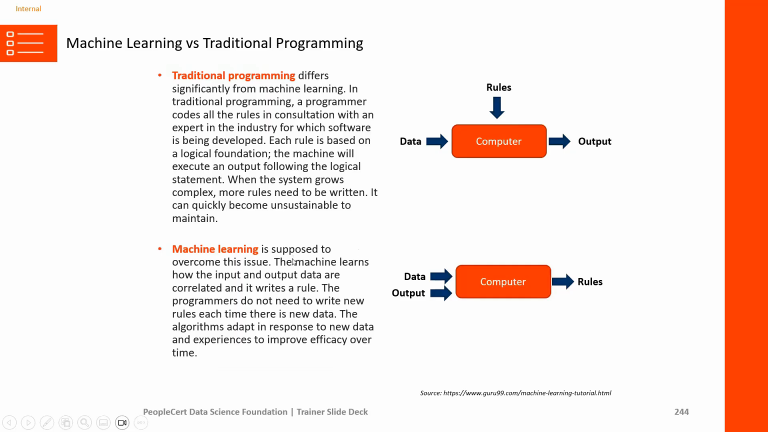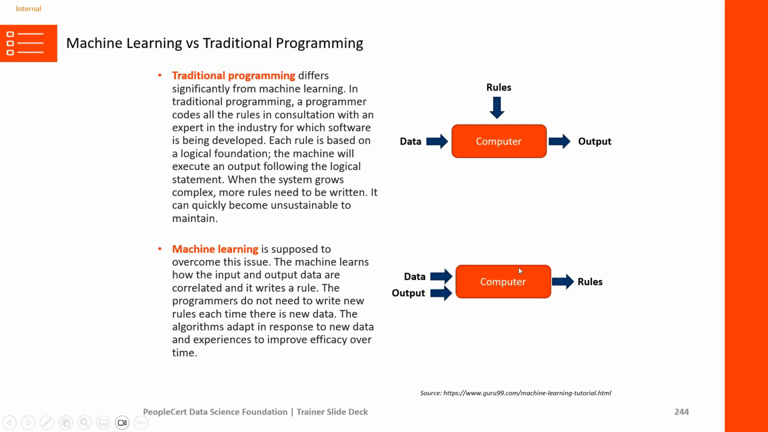Machine learning is supposed to overcome this issue. In machine learning, the machine learns how the input and output data are correlated, and it writes the rule. So your programmer does not need to write new rules each time there is new data. Your algorithms adapt in response to new data and experiences to improve efficacy over a period of time. In machine learning, you have your data, you have your output.